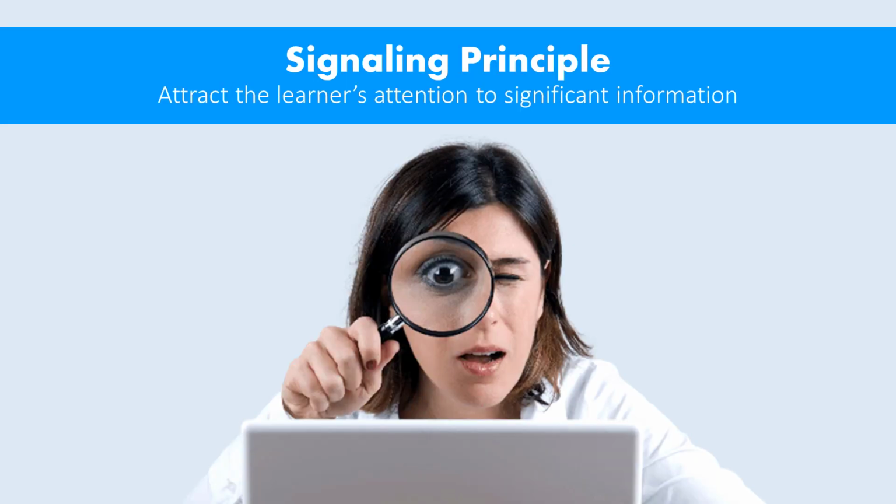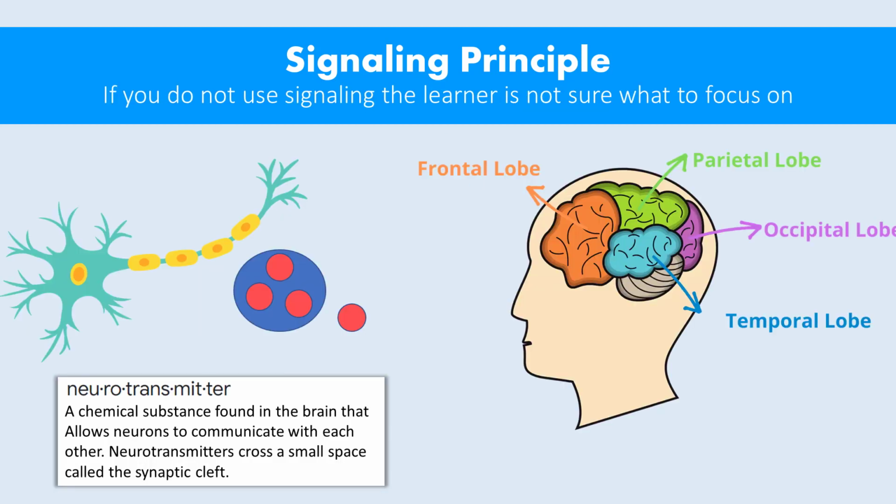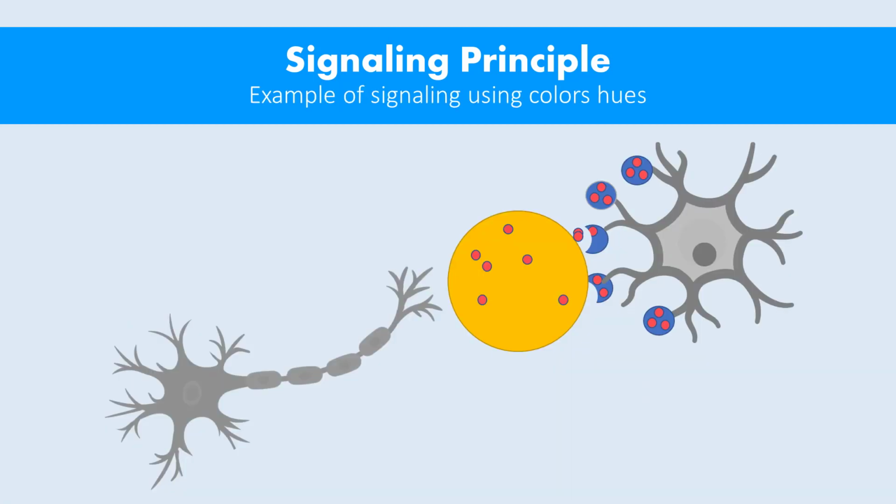Next, we will talk about the signaling principle. The signaling principle helps learners know what they should be focusing on in the learning content. For example, if we look at this slide, we can see that there is a lot going on and the learner is not sure what image, text, or animation to focus on. We can use signaling to cue the learner on what to look at.